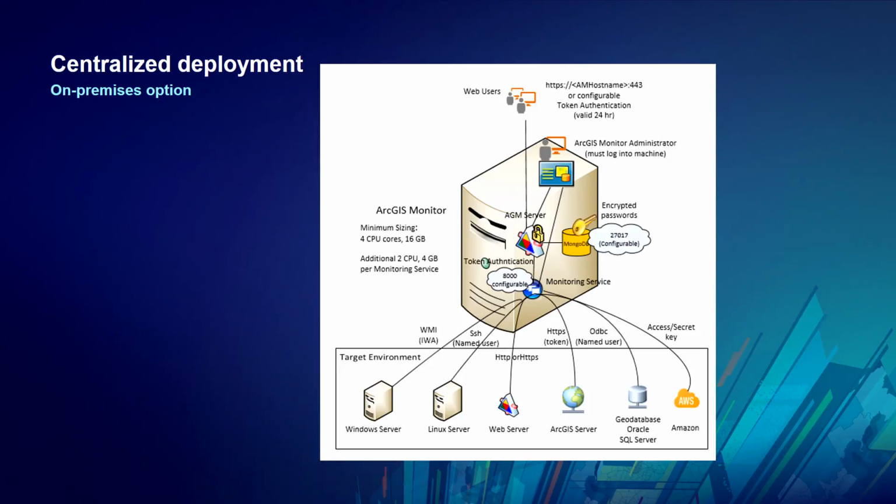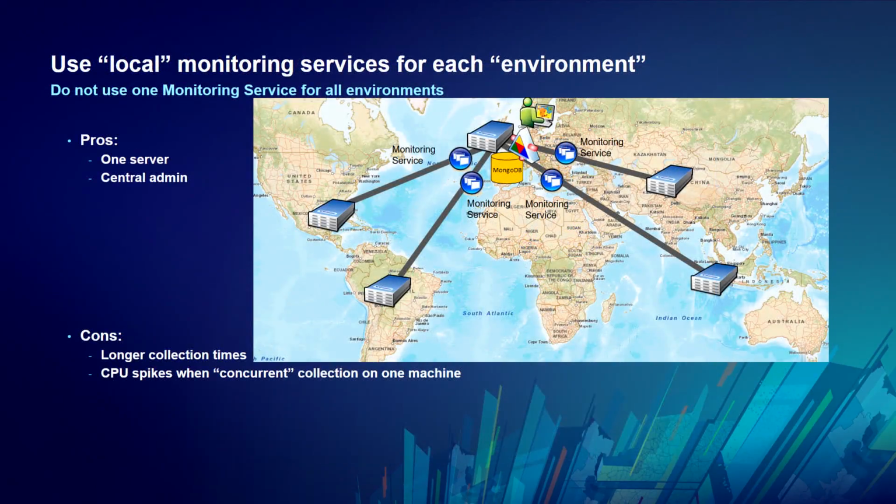The security credentials are inherited from this, and that's how we connect to the Windows server. And then all others, for example ArcGIS Server, we store the credential of the site in our repository. For a database, there is an ODBC connection. For Amazon, there are secret keys and other things. But for now, I just would like you to see the concept. There's one machine, and we monitor everything from that machine.